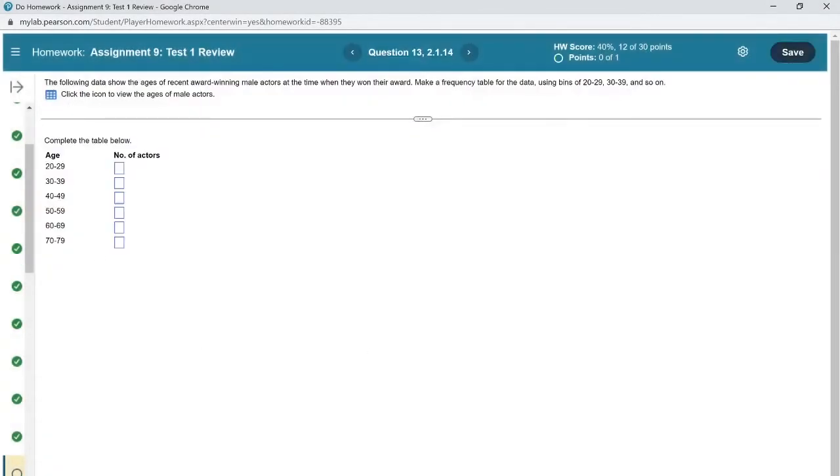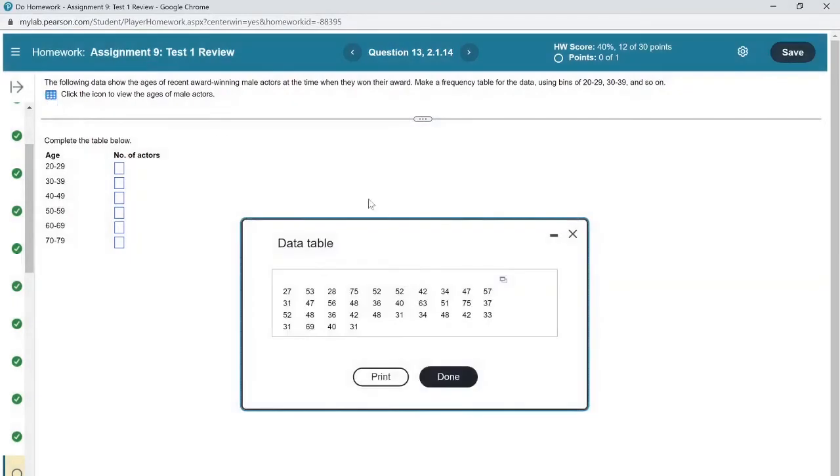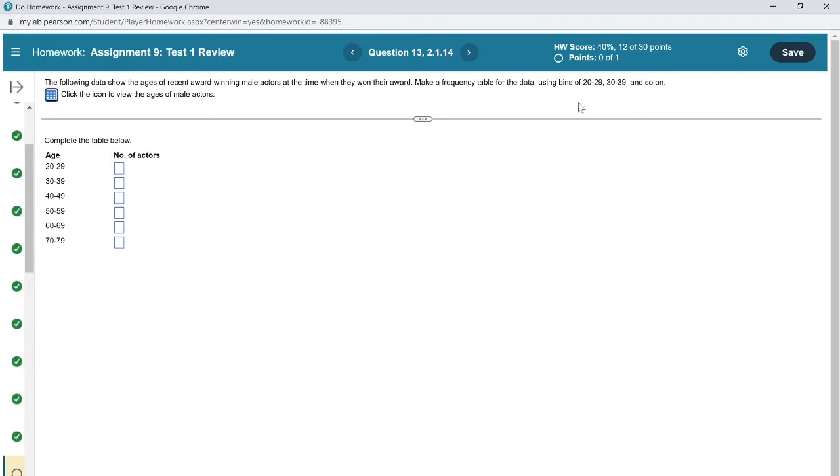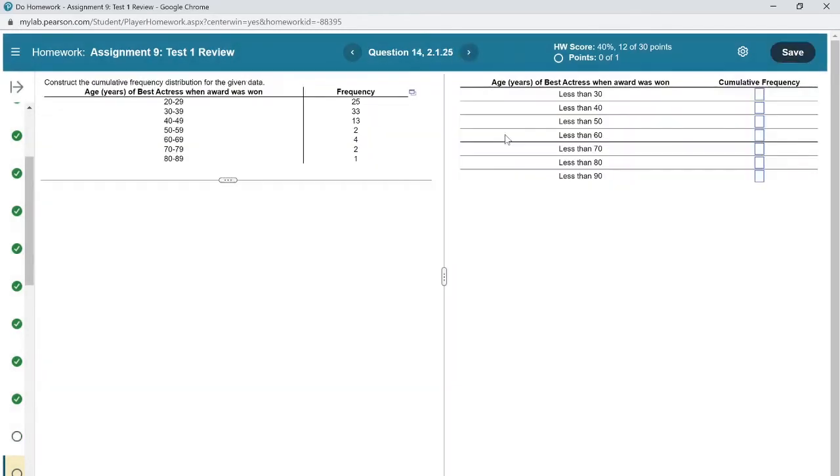Okay, so here we have given data, and we just have to fill out this frequency table. It can be done by counting how many are there from 20 to 29, 30 to 39, and just filling out these boxes. So I'm going to skip this. It's the same as the previous one.